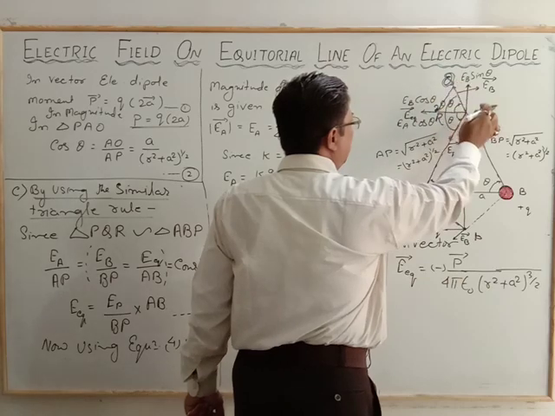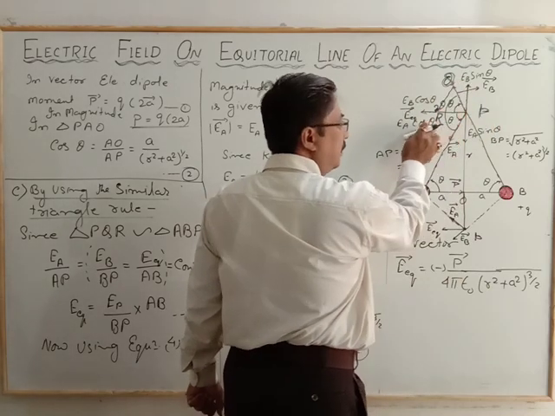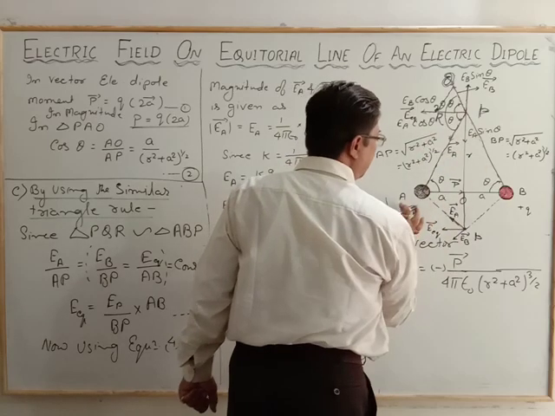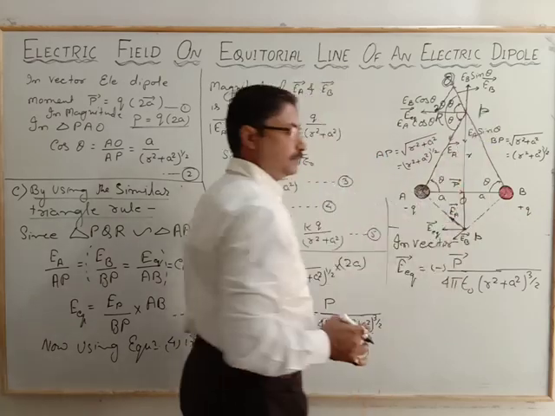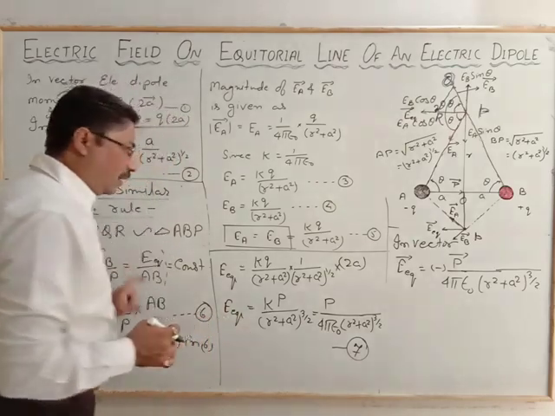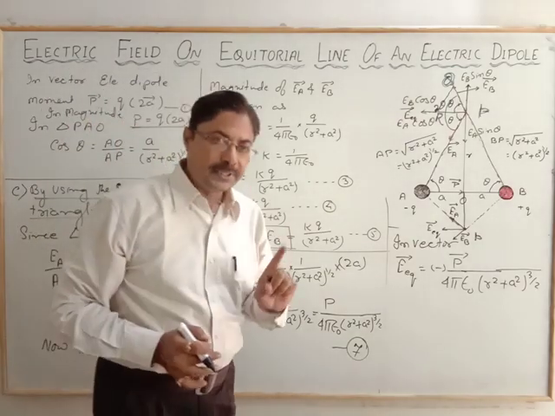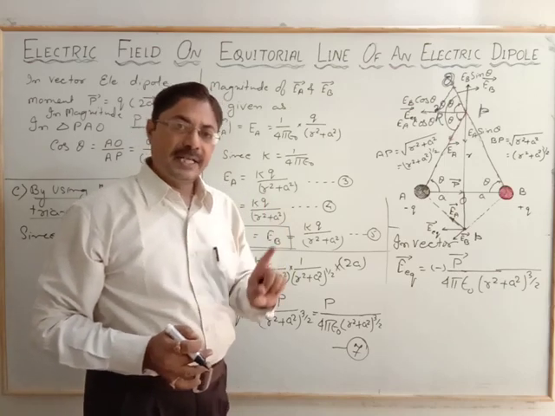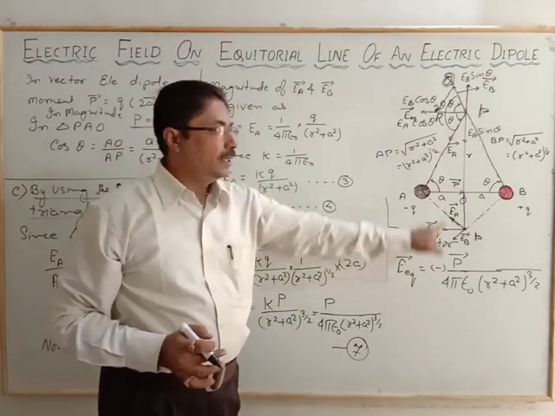One triangle is PQR, and another triangle is ABP. These two triangles are similar, and by all three methods we find the same relation, the same electric field along the equatorial.